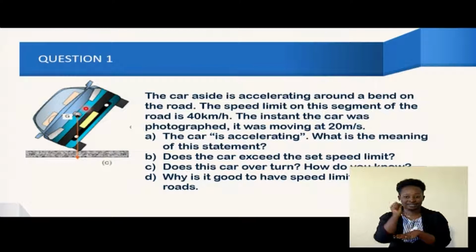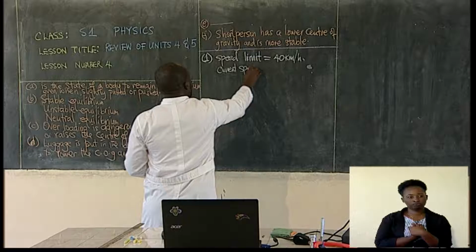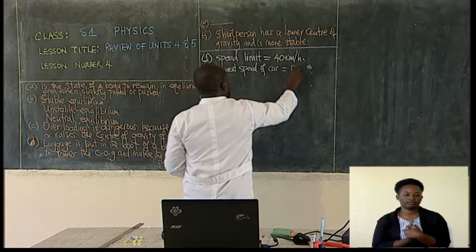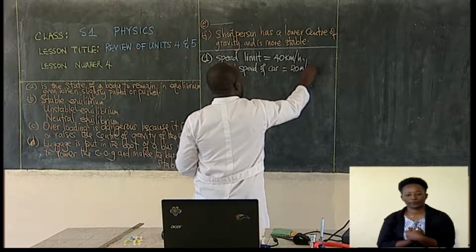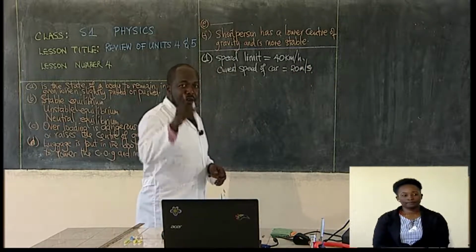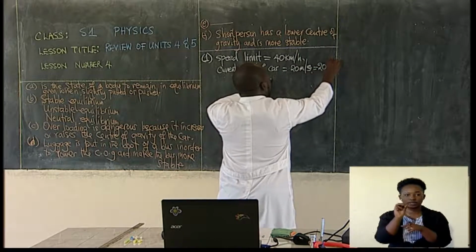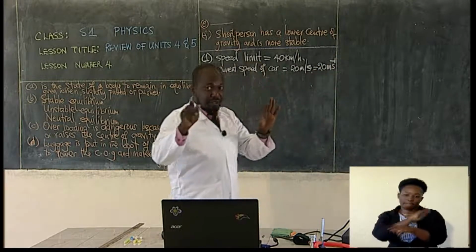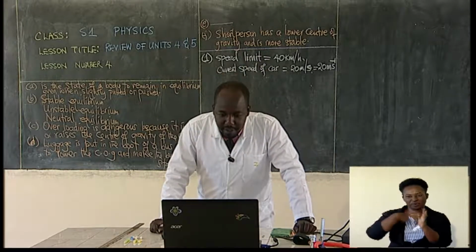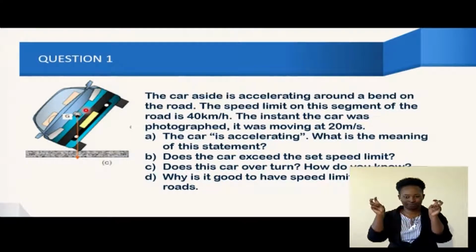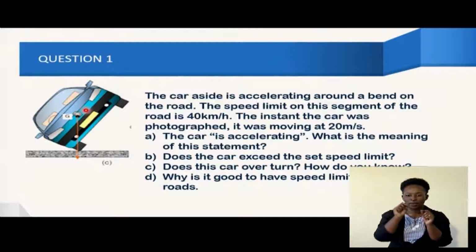Okay? So the current speed of the car is 20 meters per second. And remember, this can be written as 20 ms to power negative 1. We talked about that before. Part A, the car is accelerating, in quotes. What is the meaning of this statement? So let us answer part A.